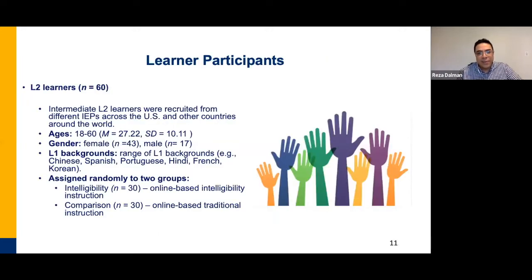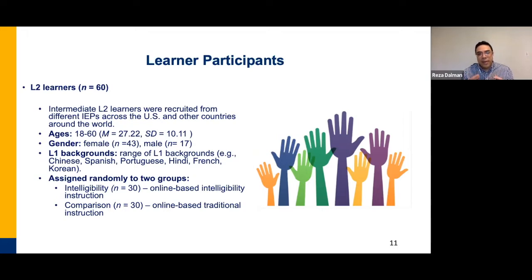As for the learner participants, there were a total of 60 L2 learners who were all intermediate L2 learners, and they were recruited from different IEPs, intensive English programs across the US and some other countries around the world. And their age ranged from 18 to 60, and they were predominantly female. They came from a variety of L1 backgrounds, including Chinese, Spanish, Portuguese, Hindi, French, and Korean.